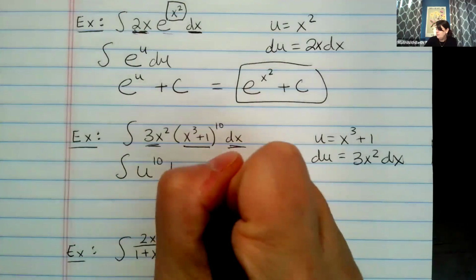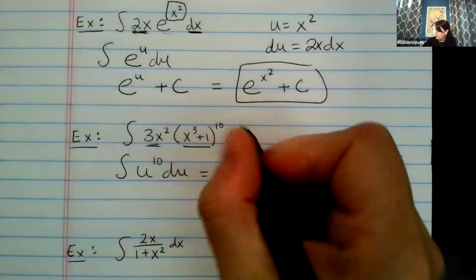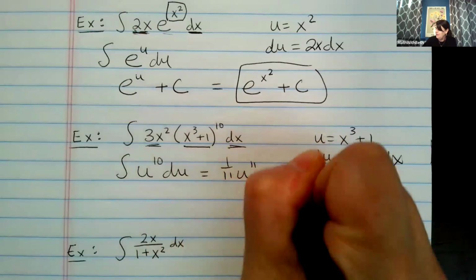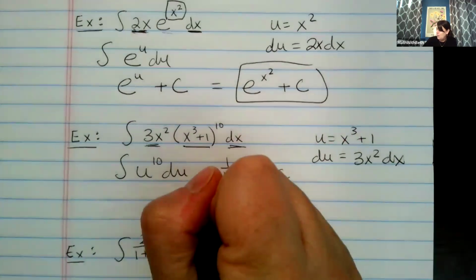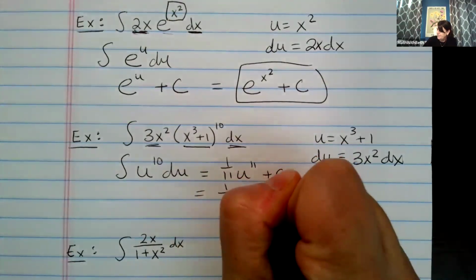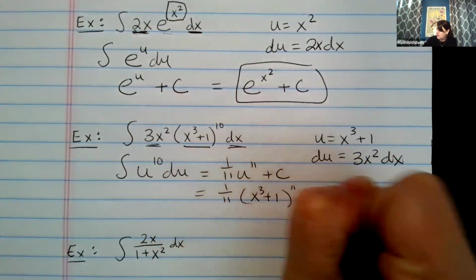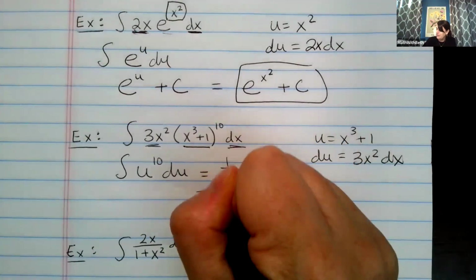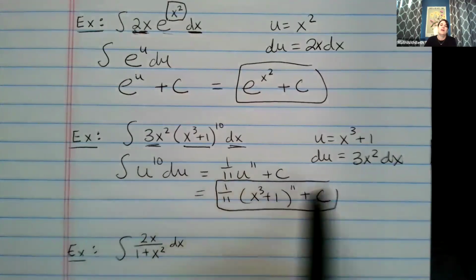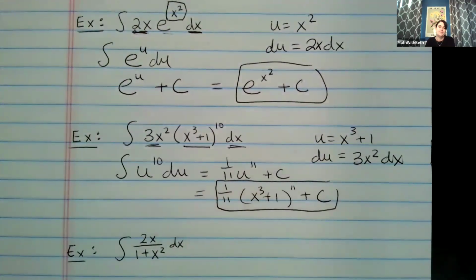So all I have to do is integrate that. Power rule, add 1 and divide by that same thing. And now put the u back in. So really, it's just a way to make the problem less complicated so that you can do the integration and then you plug it back in.